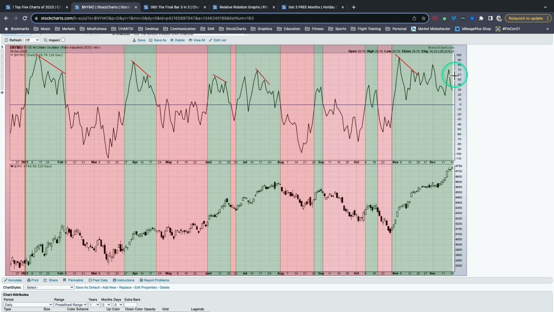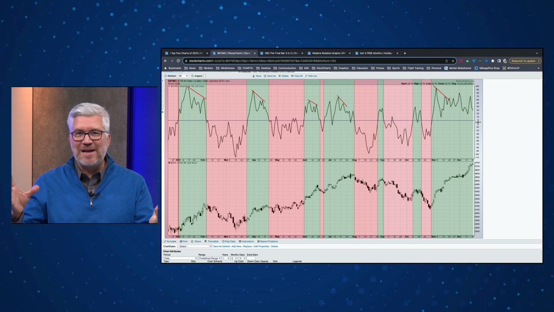What I'm looking for going into the beginning of next year is when this indicator goes back below 0. Now that will not be the "the top is in, make sure you sell everything and go to cash" kind of climactically negative signal.